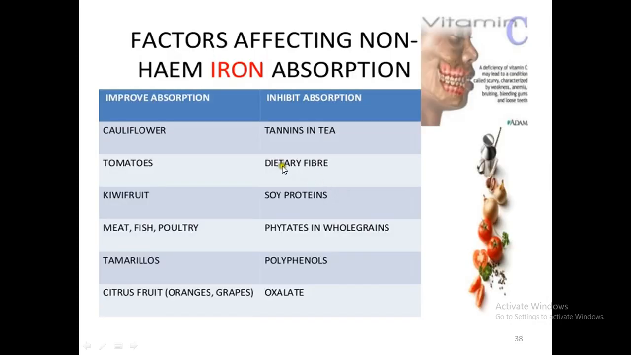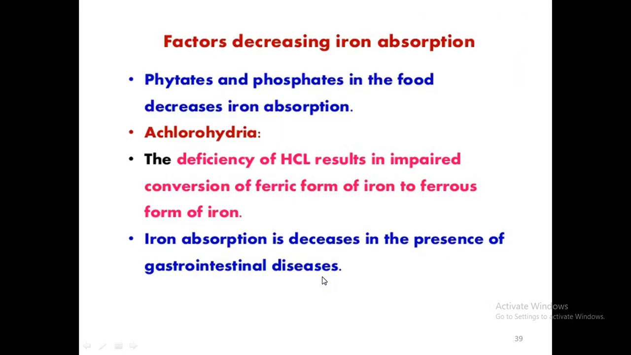So what we find is that among the factors affecting non-heme iron absorption, taking vitamin C containing fruits will increase the absorption of iron, like tomatoes, cauliflower, etc. And what factors inhibit absorption? Tannins in tea, dietary fiber, phytates in whole grain, polyphenols, oxalates, etc. reduce the absorption of iron.